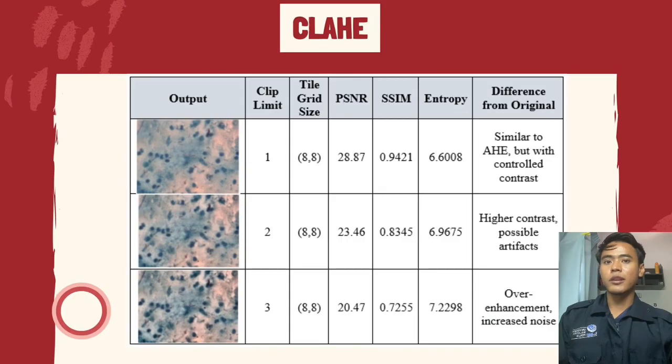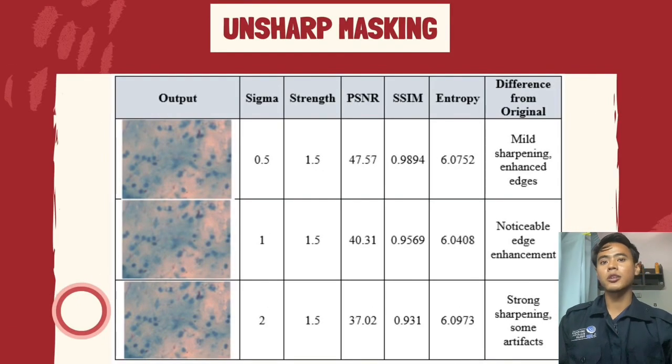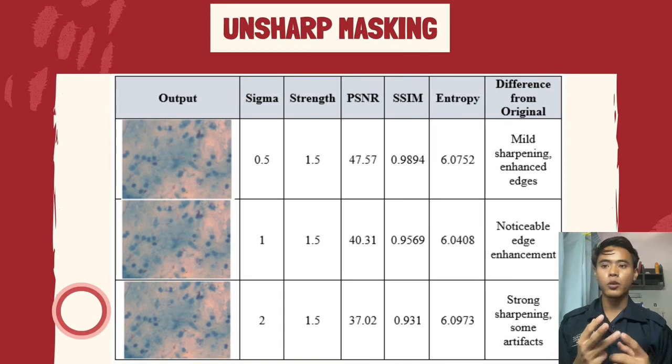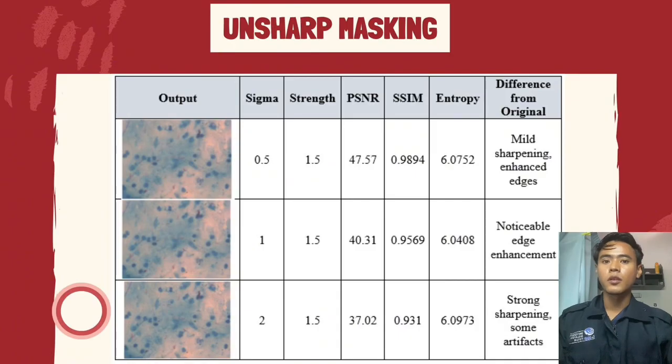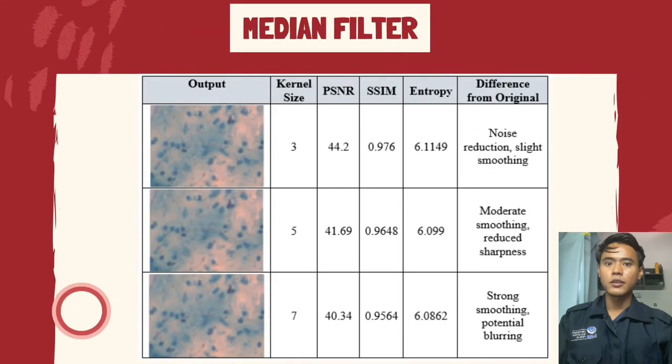Alright, move to the next slide. Unsharp masking. Unsharp masking was tested with sigma values of 0.5, 1.0 and 2.0. A sigma value of 0.5 yields the highest PSNR and SSIM, meaning that moderate sharpening preserves more detail while avoiding excessive noise introduction.